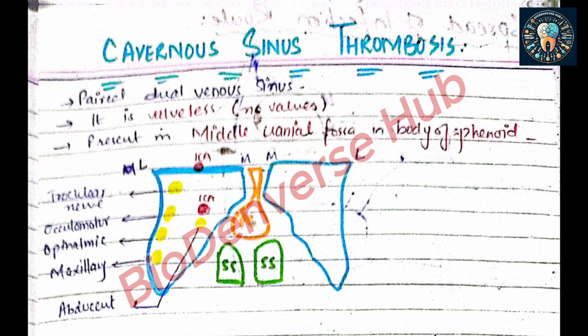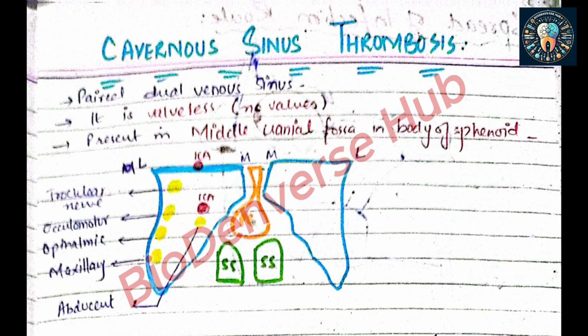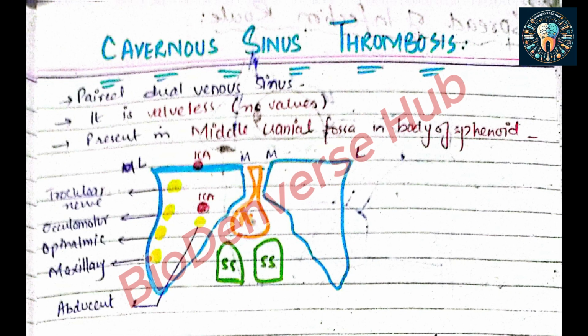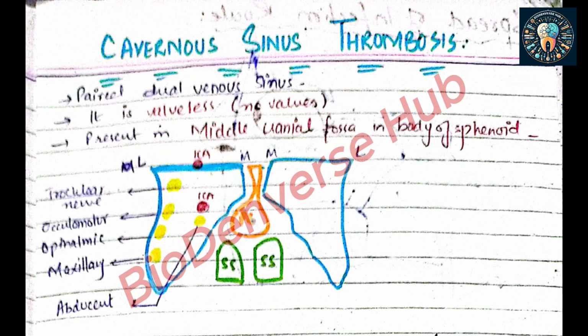Another important point about the cavernous sinus is that it is valveless, which means that blood in the cavernous sinus, that is basically your venous blood, could flow in either direction with equal possibility. As far as the location of the cavernous sinus is concerned, it is present in the middle cranial fossa, by the body of the sphenoid.